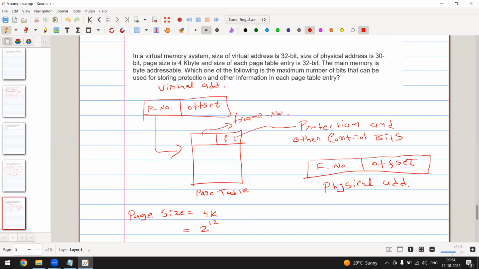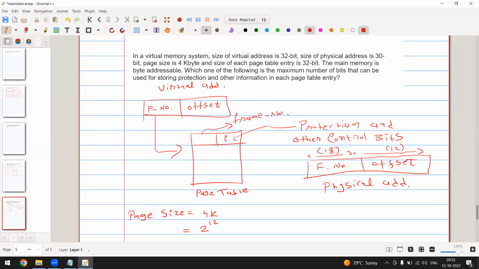Always remember this concept, that whenever page size is given, you have to convert it into number of bits, and those bits will be used for offset. So here the total address is of 30 bits. Out of that, 12 bits are for offset. So remaining 18 bits are for the frame number. Okay, remaining 18 bits are for the frame number.